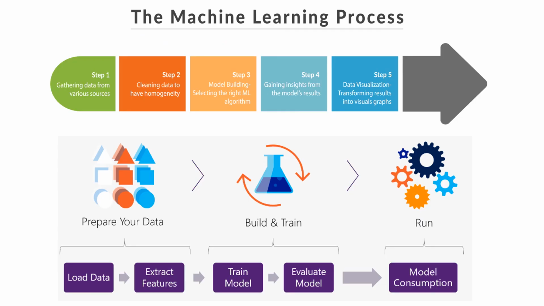So to summarize, we have now seen the third step, which is selecting the right ML algorithm. Based on the feature or based on the purpose of the algorithm, we choose one. In the coming videos, we'll see how you gain insight from the model's results and how data visualization works.